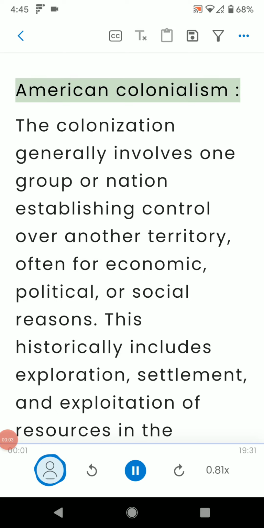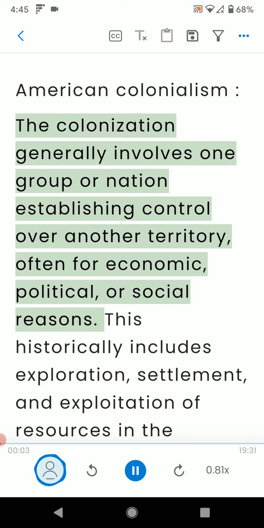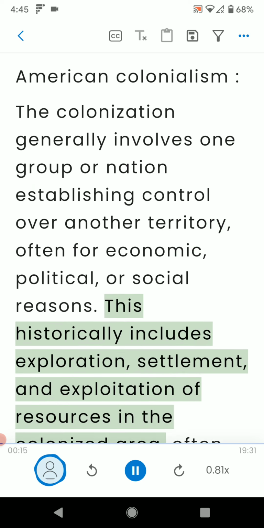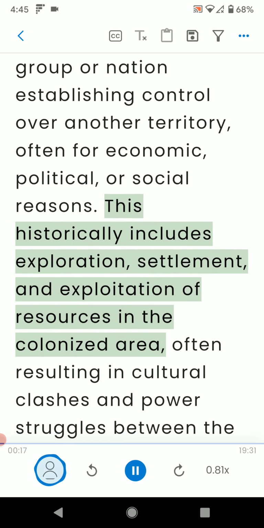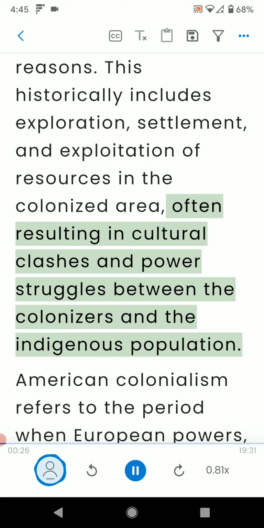American colonialism. Colonization generally involves one group or nation establishing control over another territory, often for economic, political, or social reasons. This historically includes exploration, settlement, and exploitation of resources in the colonized area, often resulting in cultural clashes and power struggles between the colonizers and the indigenous population.